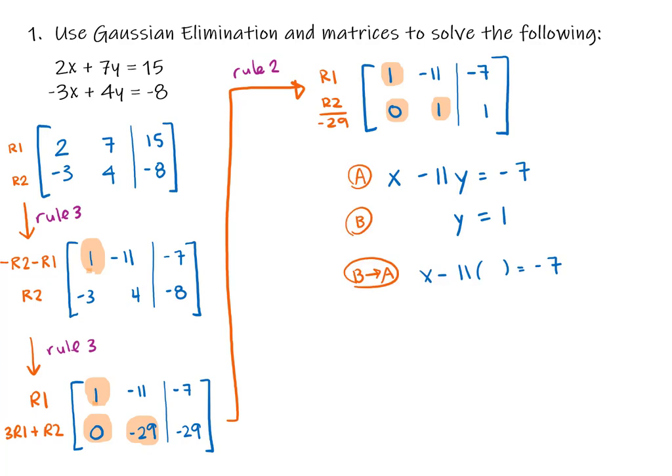Substituting y is equal to 1 into that value, then we get x minus 11 is equal to negative 7. We can add 11 to both sides, and we get x is equal to positive 4. We've now solved for our x and our y values, so we want to put them in an ordered pair. And so now you have the solution as (4, 1).